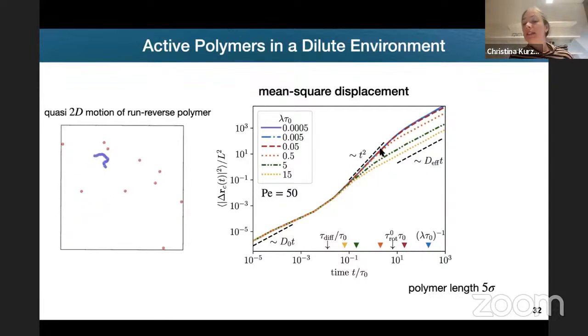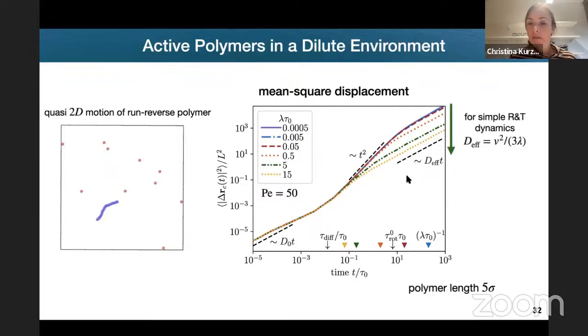Due to noise and due to the tumbling events. And so what's been shown theoretically, as I told you before, is that the effective diffusivity scales with the velocity squared divided by the reversal rate. So as you increase the reversal rate, the effective diffusivity goes down, right? And that's something very intuitive, because if they reverse more, they just remain within a small region, but if they reverse less, they're able to explore the environment.